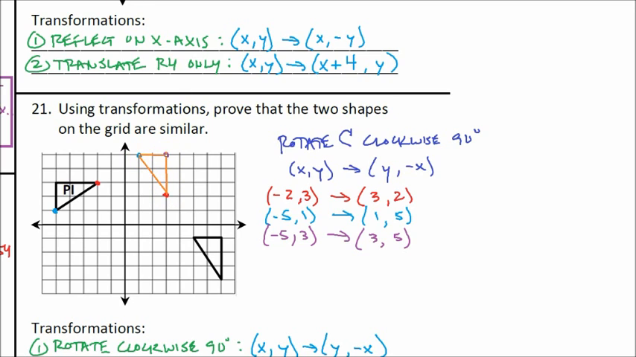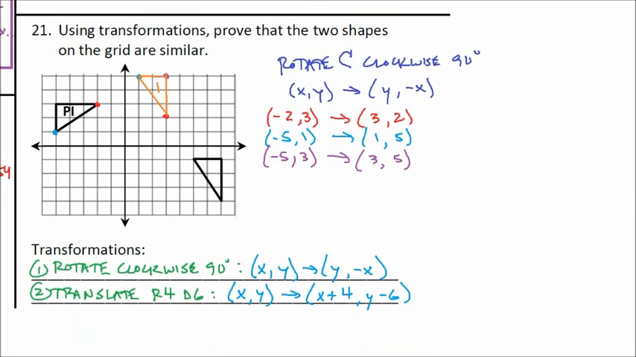Quickly draw that. There is my location 1, and I wrote down the rotation transformation for you. And now we've got translation. We're going to do 4 to the right, and 6 down, and there's my translation. All right, that's the end of this video.